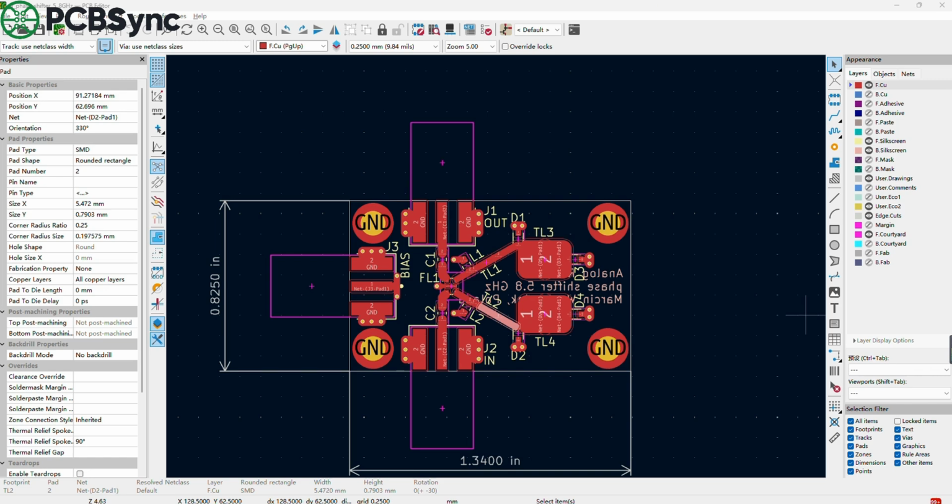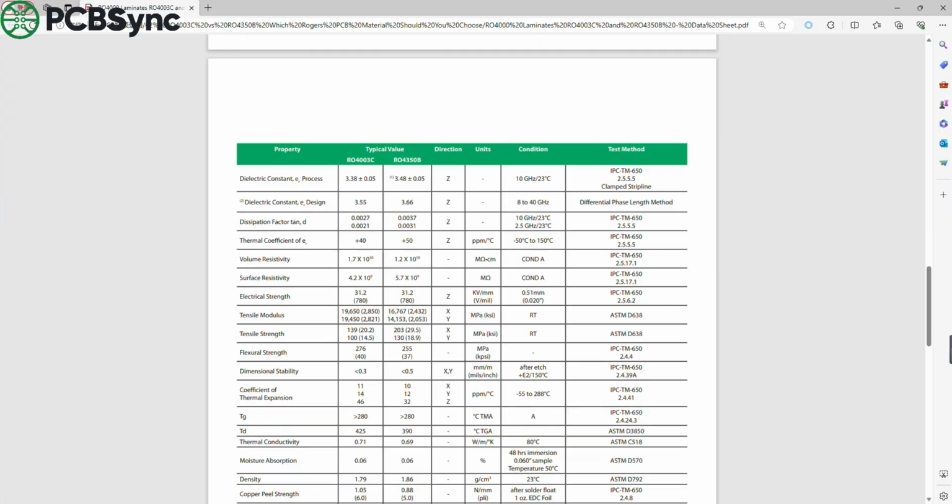If you change the design from RO4003C to RO4350B, because the Dk values of the two materials are different, even if the copper trace shapes are exactly the same, the impedance and phase may still change. So you can't just swap the material name between these two. The layout and stack-up must be recalculated. Now, let's go back to the datasheet.